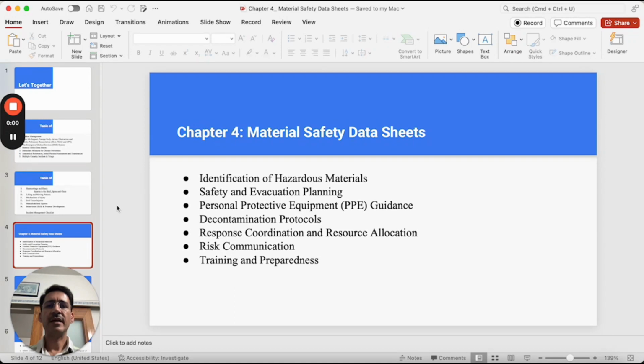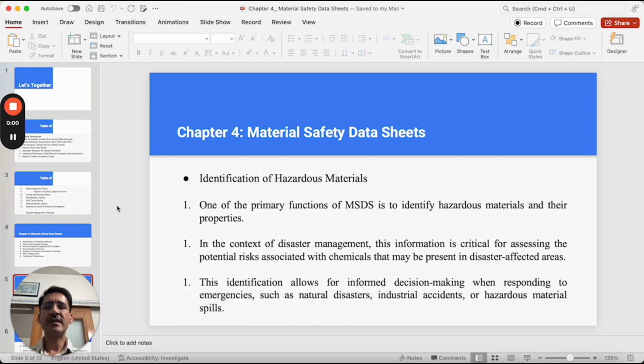Material safety data sheet. Identification of hazardous material, safety and evacuation plan, personal protective equipment, guidance, decontamination protocols, response coordination and resource allocation, risk communication, training and preparedness. Identification of hazardous materials. One of the primary functions of MSDS is to identify hazardous materials and their properties.